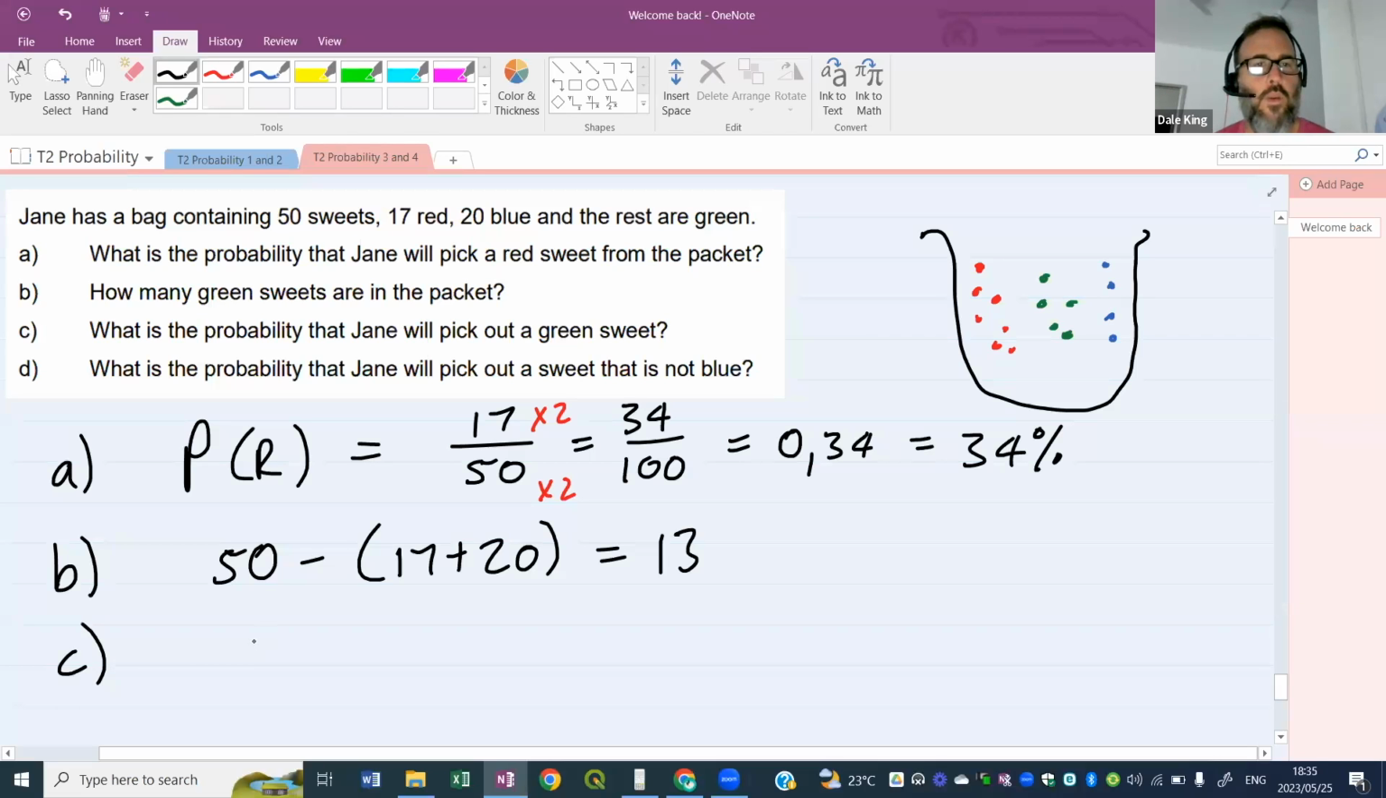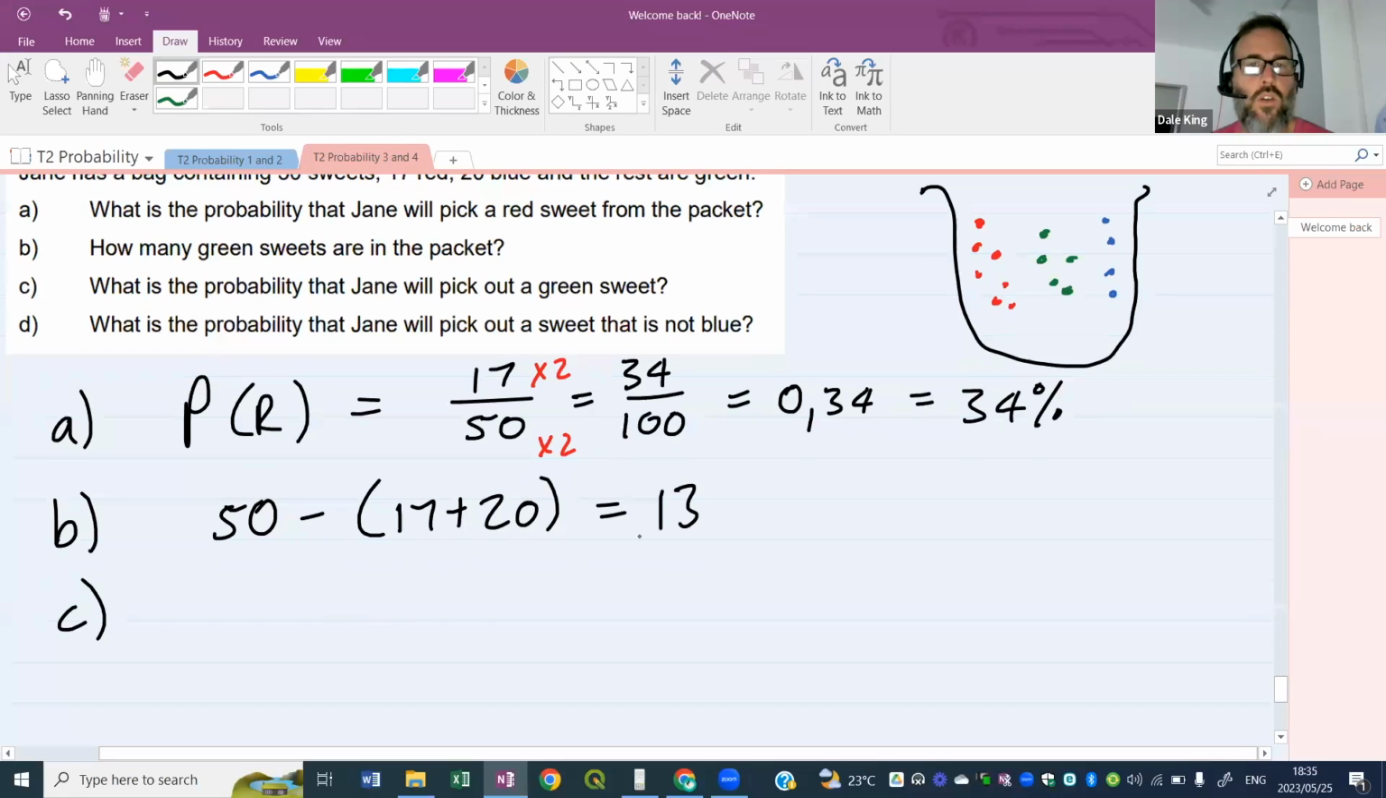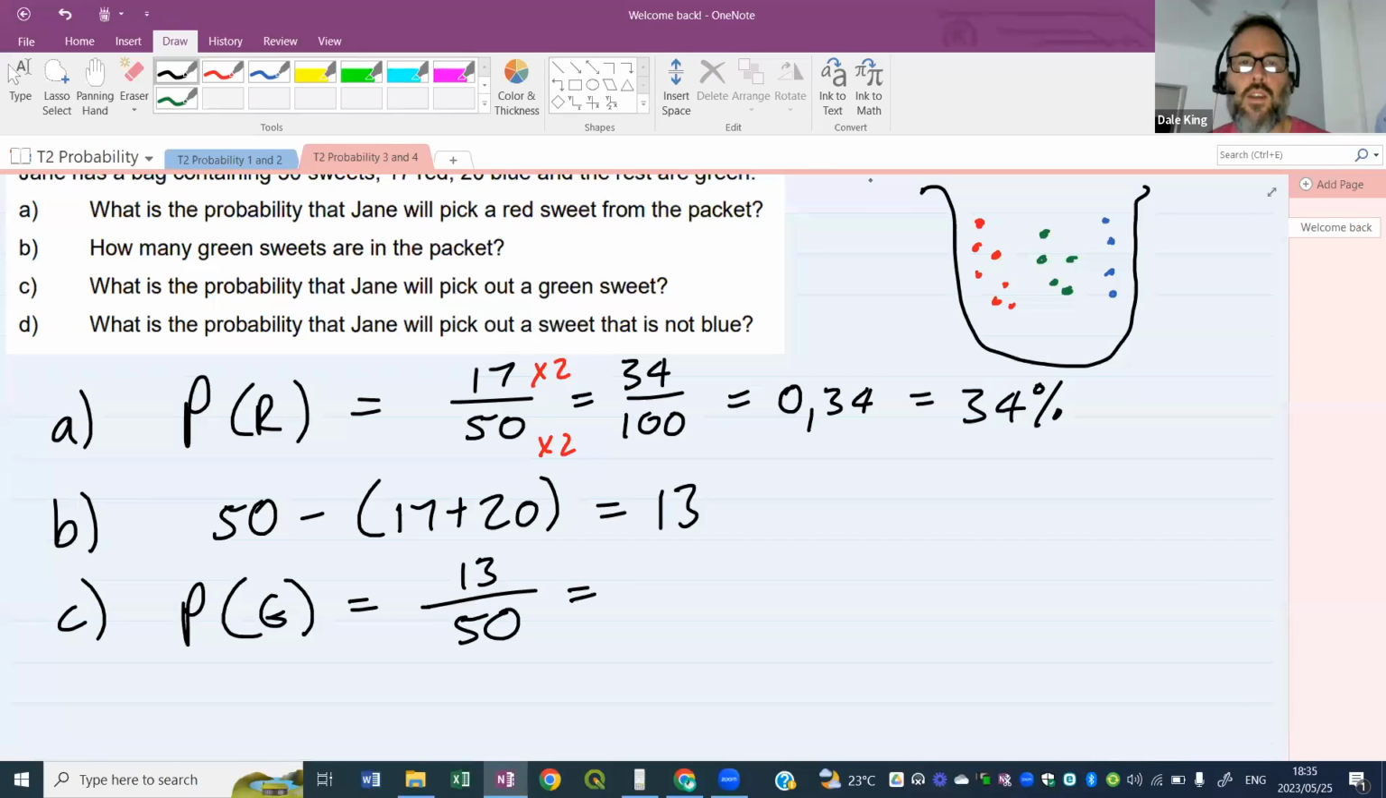All right. C. What is the probability that Jane will pick out a green sweet? Okay, so we couldn't do C unless we knew how many green sweets there were. Now that we know how many green sweets there are, what's the probability of getting green? Well, we know there are 50 in total. So it should be 13 out of 50. All right, 13 out of 50.